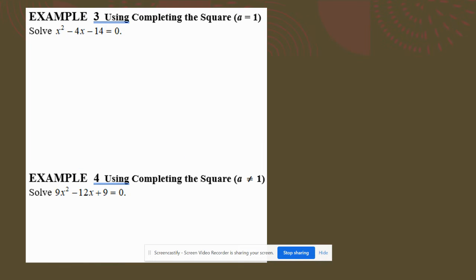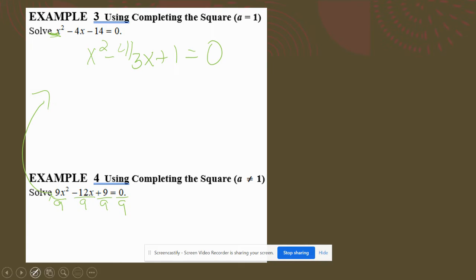Example 4. Now in the steps it says check to make sure that a is 1. Well, up here in example 3, a was 1, it is 1x squared. But in example 4, it's not, it's 9. I have to divide every single thing by 9. Remember, it's all or nothing on these, otherwise you change the problem. So everything gets divided by 9. And I'm going to write this up here. That means we have 1x squared minus 12 ninths reduces to 4 thirds x plus 1 equals 0.